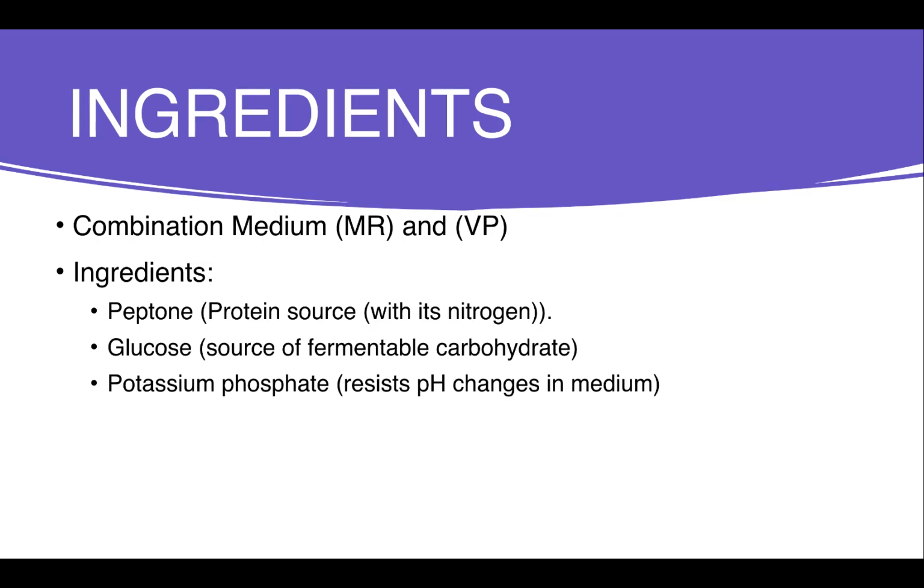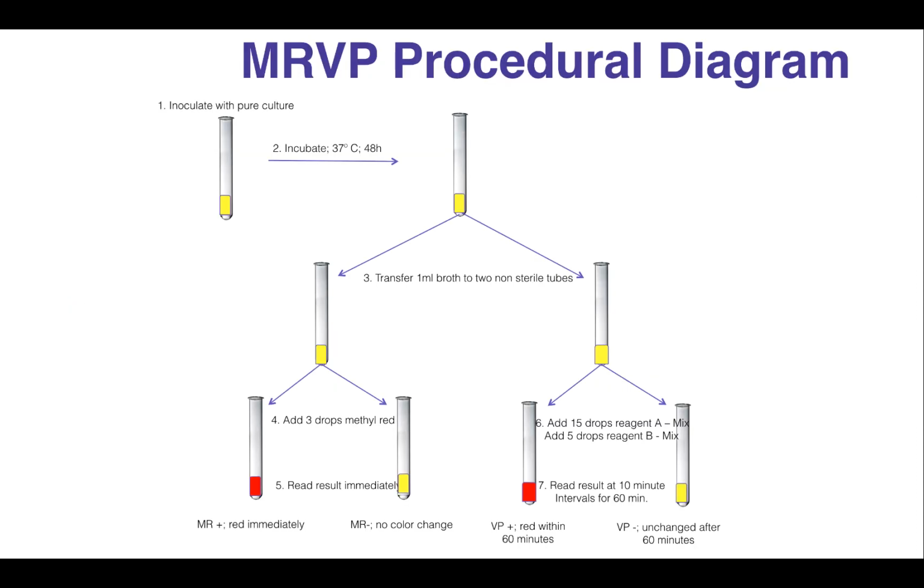Let's quickly go over the ingredients. We have peptone, which is a protein source with its nitrogen, and of course glucose, because we need some sort of fermentable carbohydrate in there, and the cell loves glucose. And then we also put into this a buffer, potassium phosphate, and this is going to resist the pH change in the medium. The positive organism would literally have to make enough acid to overcome that buffer for it to turn yellow. Now, the MR and the VP are tested for in two different ways.